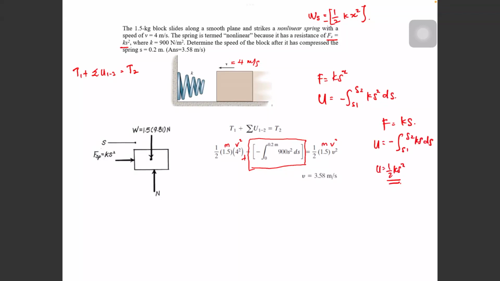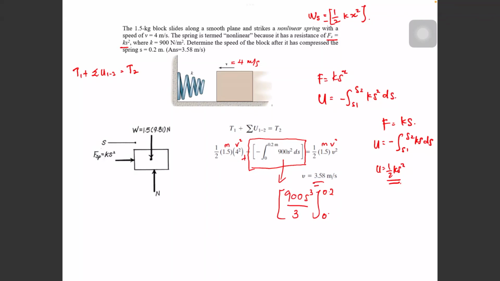Integrating as usual, Ks squared ds gives 900 s cubed over 3. Substituting 0.2 and 0, you will get the value of v equals 3.58 meter per second. So that is question number 1.